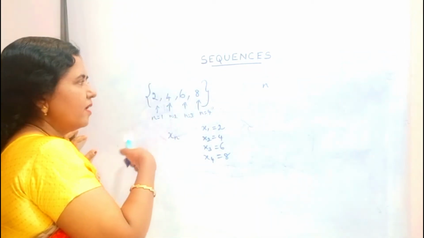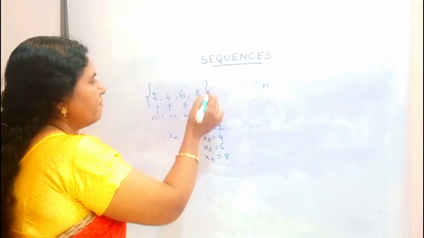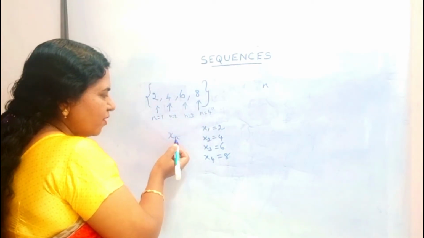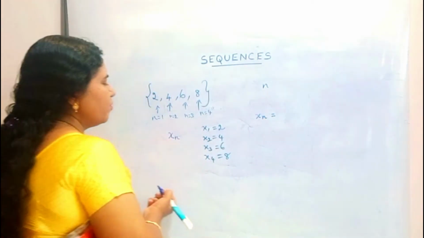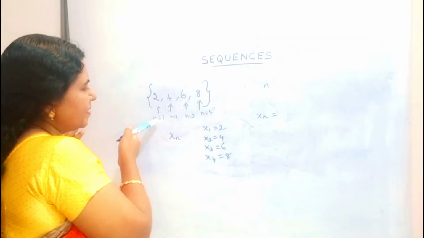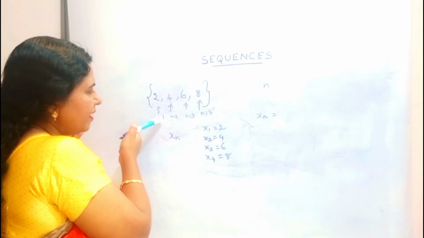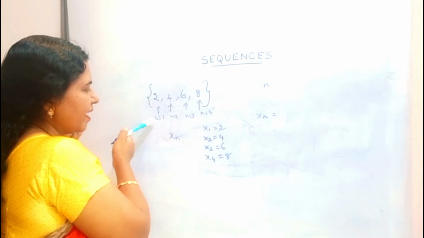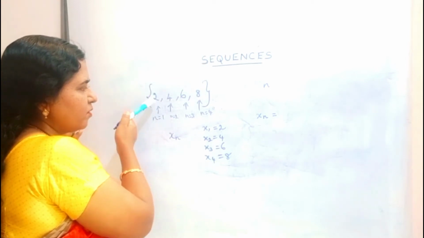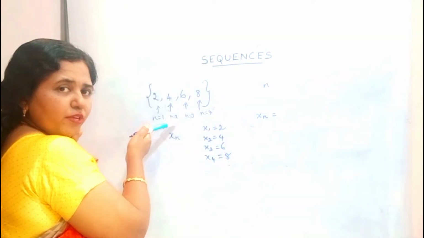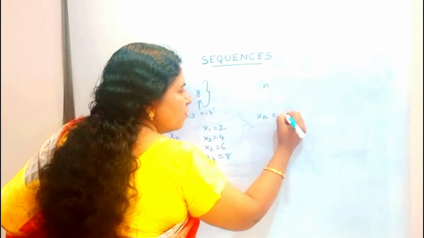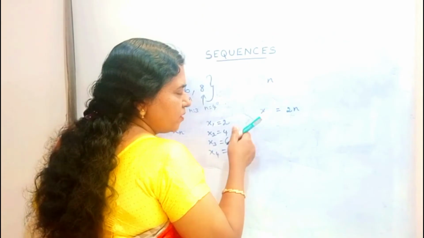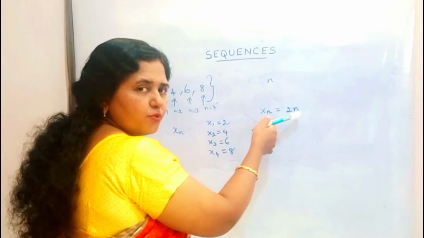That is the meaning. So what we can do is, we can write down the general expression for the terms, that is xn, as xn is equal to n into 2. In the first case, when we multiply 1 into 2, we get 2. In the second case, when we multiply 2 into 2, we get 4, and it goes on. So xn is equal to 2 into n. Okay, so now we have got xn is equal to 2n.